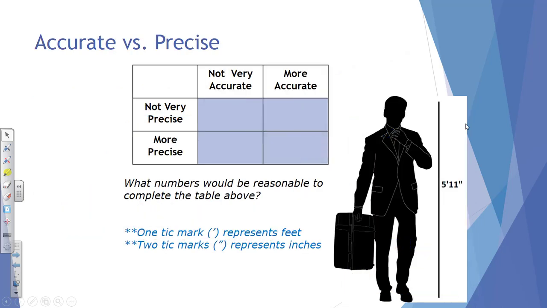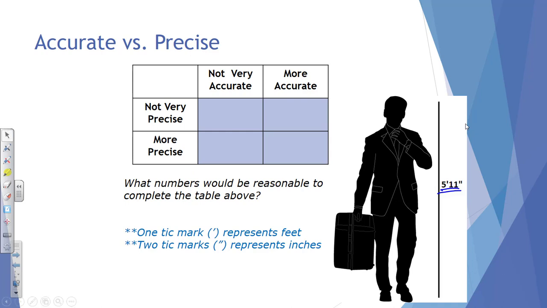Here's one more example. So we have a man who's 5 feet 11 inches tall. Now in reality, he is 5'11". Now we're going to measure him, and we could measure him 4 different ways. We could measure him with poor precision and accuracy. We could measure him with poor precision but good accuracy. We could measure him with good precision but poor accuracy, or we could have good precision and accuracy.